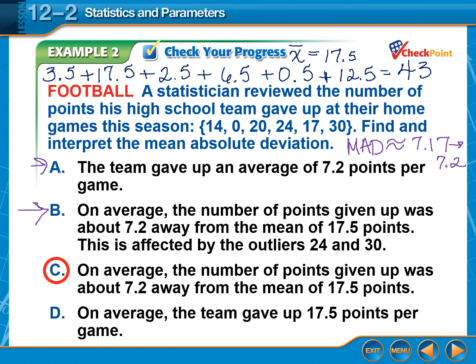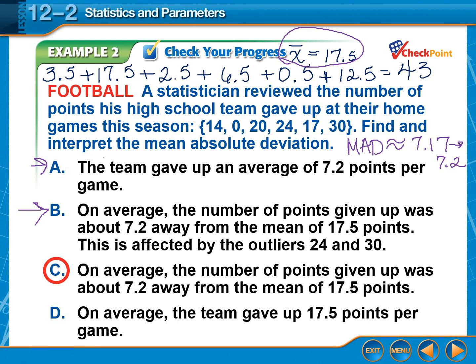And that's it. All right, so let's look at those other choices and make sure that we don't get caught up. So the first one says a team gave up on average 7.2 points per game. Is that what that's saying? Okay, because technically, for that to be a true statement, how many points on average did they give up per game?